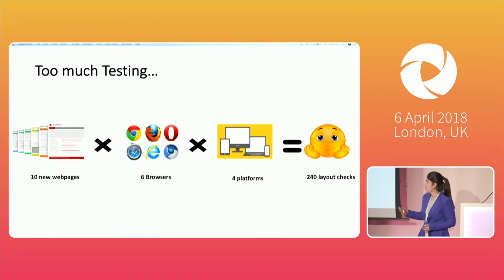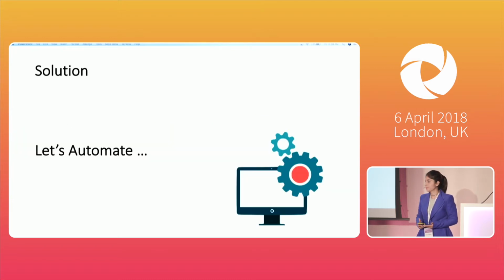Let's say I have 10 new web pages in my application to be released, and I need to test them on 6 browsers and 4 different platforms, and hence 240 layout checks, which is really difficult for a human to test manually. So the solution is to automate.